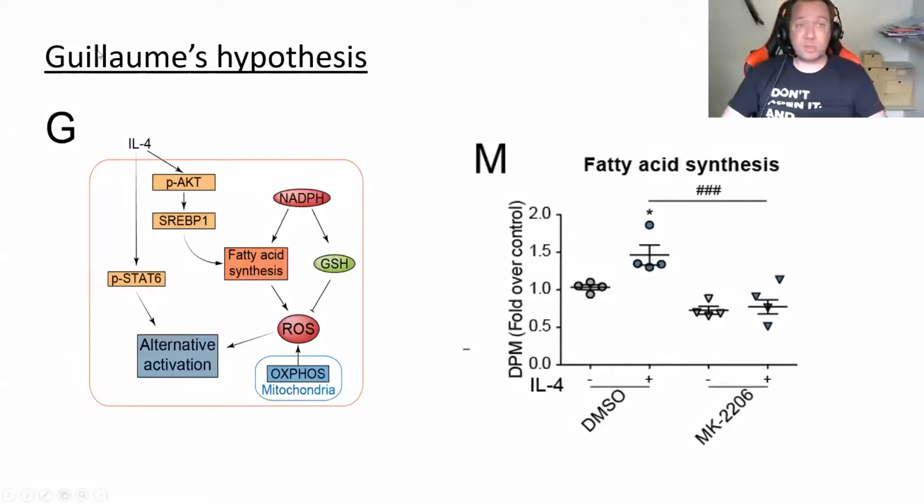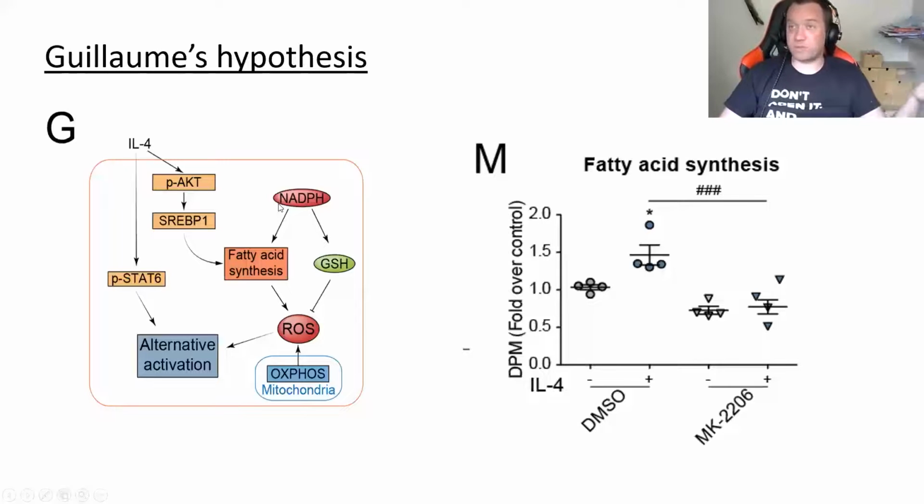The reason we were doing this, first of all, was to accurately quantify fatty acid synthesis. So Guillaume had a model for how DNL affects macrophage polarization in response to IL-4. And the argument is that IL-4 affects polarization by modulating ROS levels, and it does so by activating AKT and SREBP1. This increases fatty acid synthesis, and fatty acid synthesis consumes NADPH.